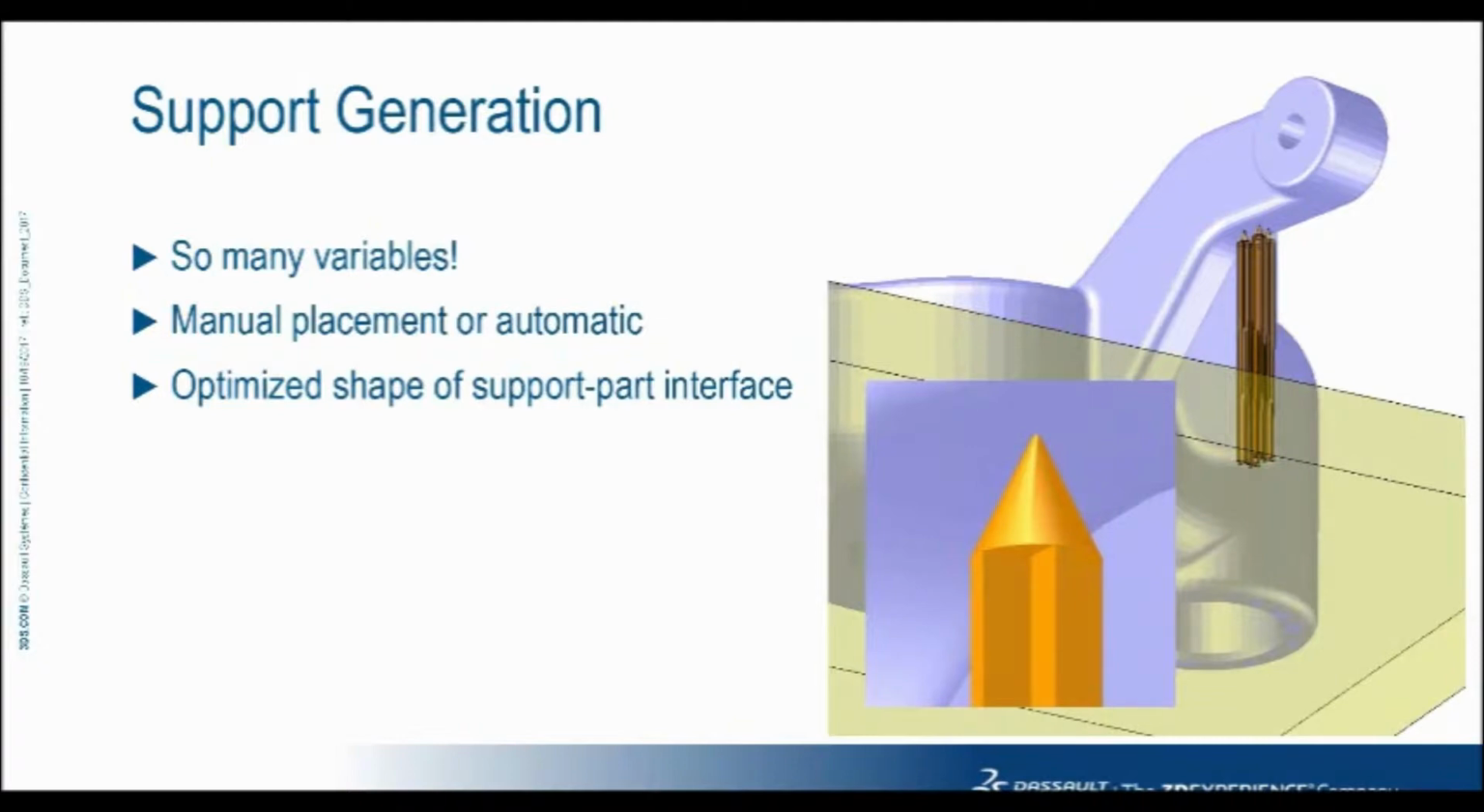The wide world of support generation. Most of these parts aren't able to be printed just as they are. They require some additional material to hold up those overhanging surfaces. Now, exactly how much of those supports are needed varies wildly by the process that you're using, the material that you're using, the surface finish requirements of the part, the shape requirements of the part. There's so many variables here to be optimized.